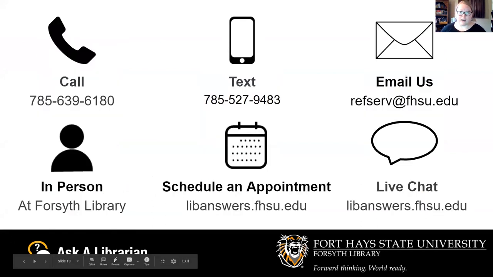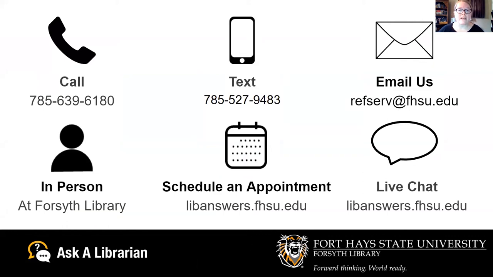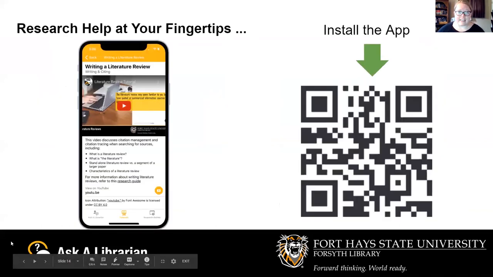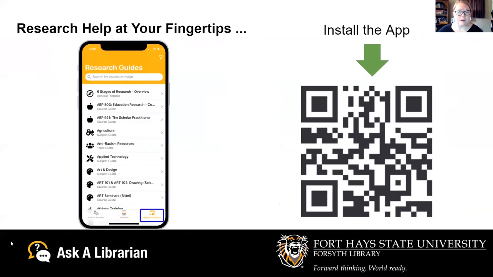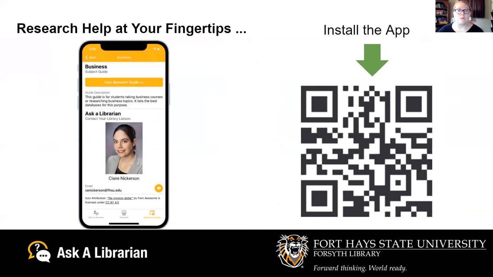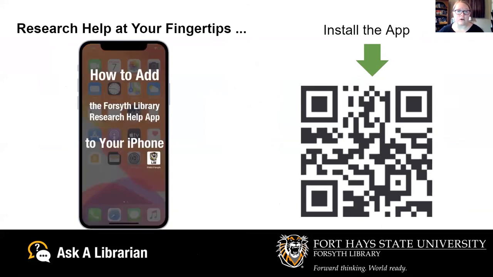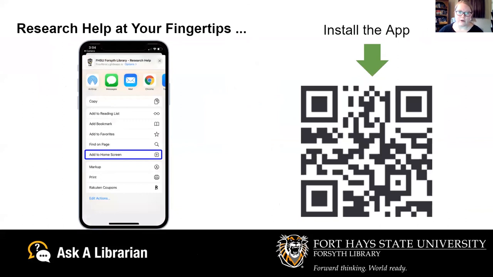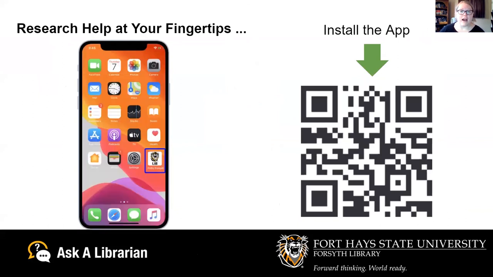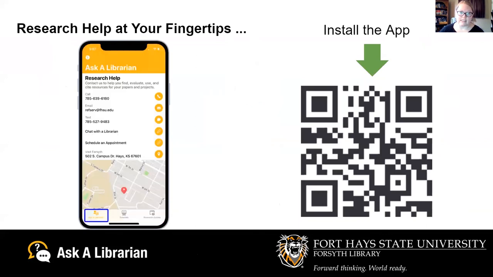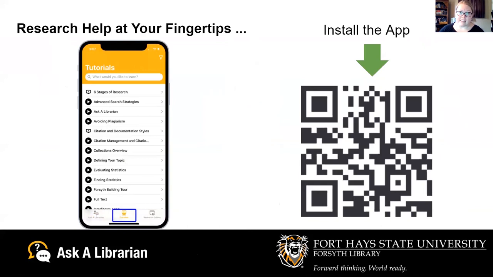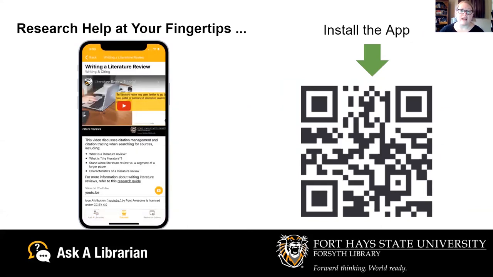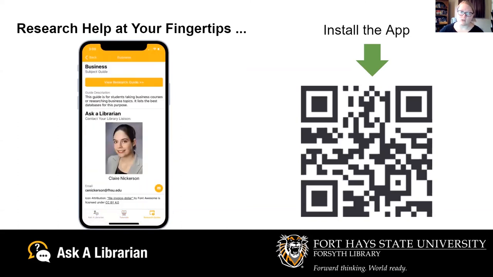You can also use the Ask a Librarian service in the following ways: by phone, email, by scheduling an appointment, or by using the live chat feature on the library's homepage. We're also excited to announce Forsyth Library's Research Help app. So if I could invite you all to take a moment, pull out your mobile device and scan or take a photo of the QR code on the screen, and then you can follow the instructions to install the app on your phone. Through the Forsyth Library app, you will have access to the Ask a Librarian resources and services. You will also see subject and course guides, and tutorials, which will help you navigate Forsyth Library resources and services as well.